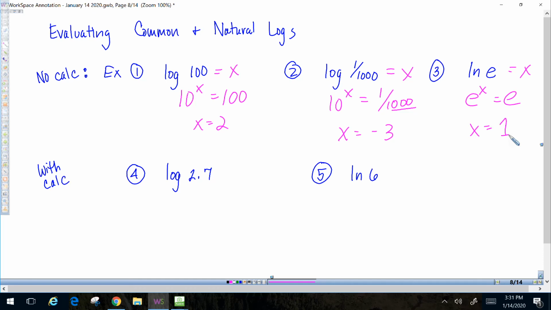Now, these we can't do without a calculator. I don't know what power to raise 10 to get 2.7. I know it's getting smaller, so it's going to be less than 1, but I don't know what it is. So I have to take my handy dandy calculator. Everybody pull out your handy dandy calculators.